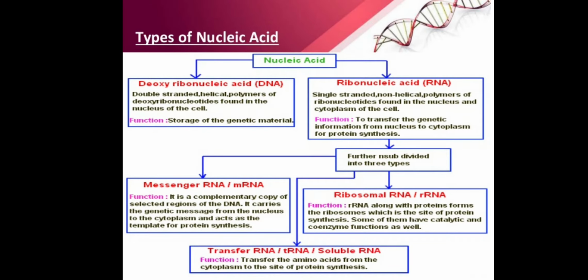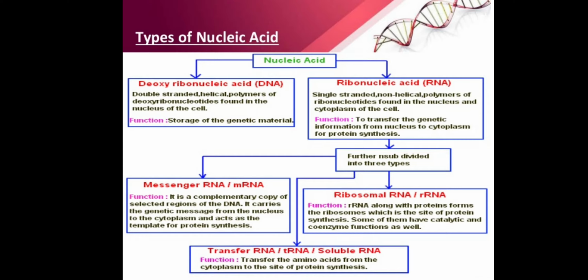Next, this is basically the summarization of the types of nucleic acid. We have deoxyribonucleic acid, or DNA, and ribonucleic acid, or RNA, which is divided into 3 types. Let's first go to deoxyribonucleic acid. DNA is a double-stranded helical polymer of deoxyribonucleotides found in the nucleus of the cell. What is its function? The storage of genetic material. Later, we will be digging deeper into deoxyribonucleic acid.